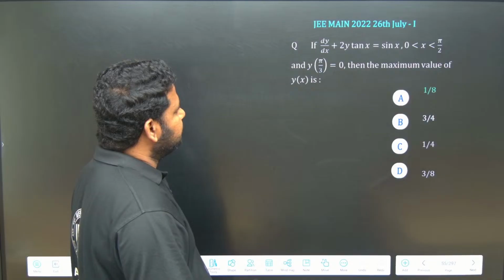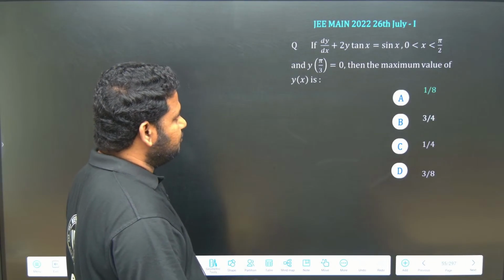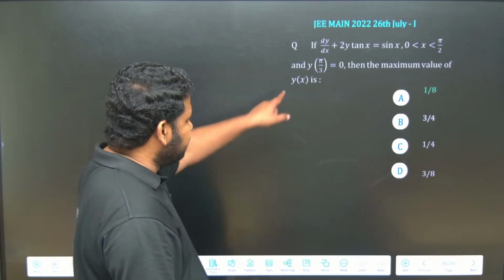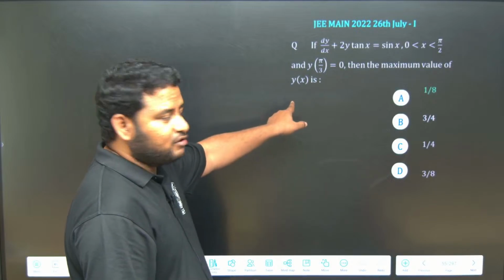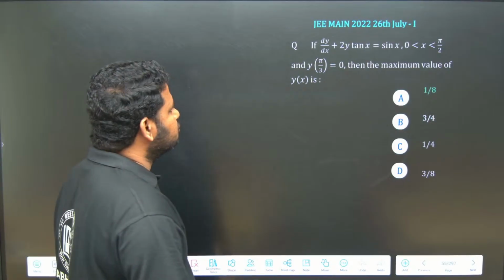Similar to the previous question they have given: if dy by dx plus 2y tan x is equal to sin x, where x is greater than 0 but less than pi by 2, and y of pi by 3 is equal to 0, then the maximum value of y of x is, they are asking us to find. So how to solve this question?